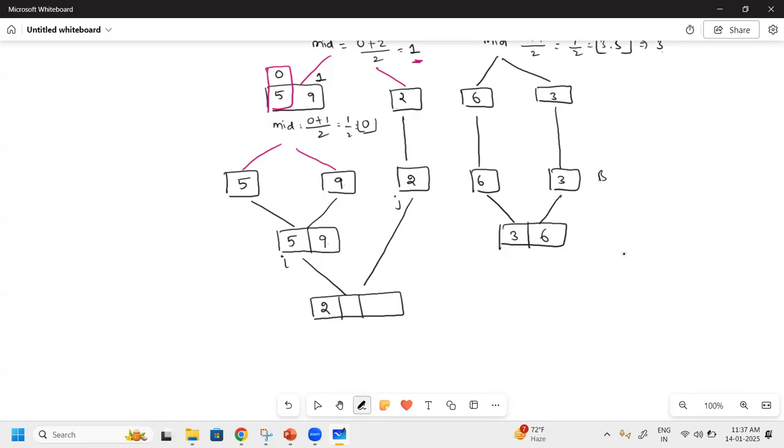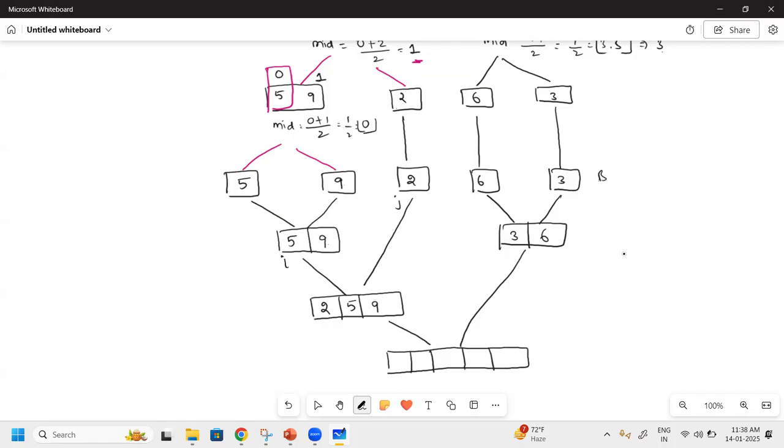Next, what are all the remaining elements? The two elements I am going to fill into the remaining array while merging. So 5, 9. This left side part is completed. This right is completed. Next, what can I do? Again, I need to perform a combine operation on these two. So total 3 plus 2, total 5 elements.